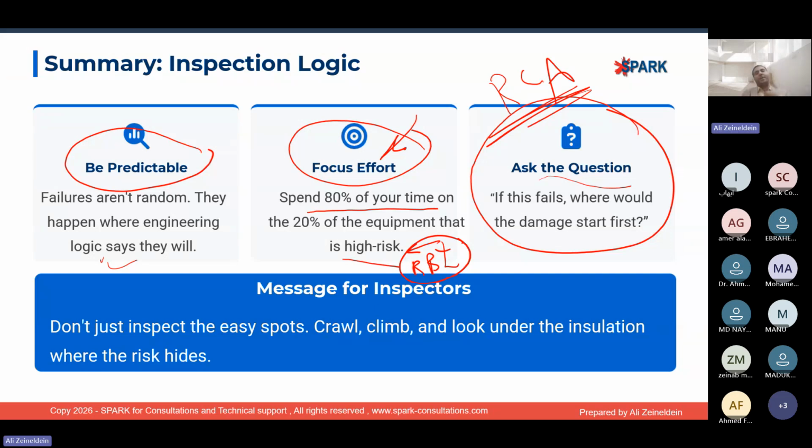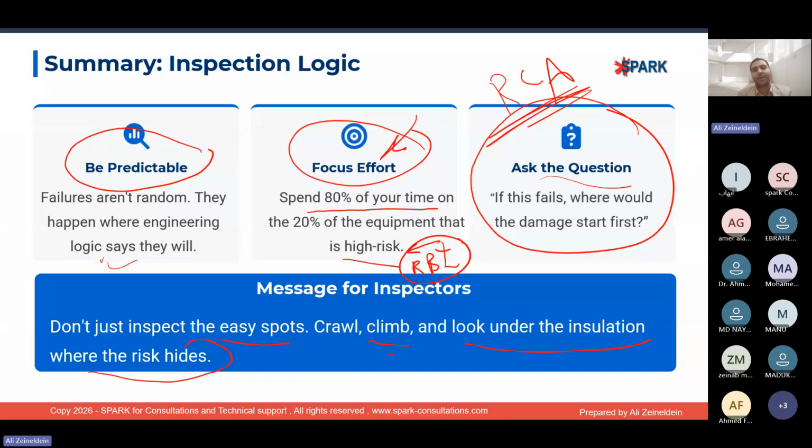My message to the inspectors: don't just inspect the easy spots, but do your best, climb and look under the insulation where the risk hides. This is a message to you as an inspector, and it should be passed on from time to time, and it will also be considered in the inspection plan for each equipment.